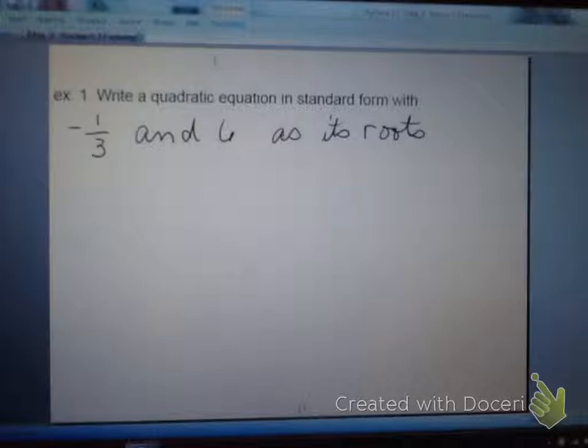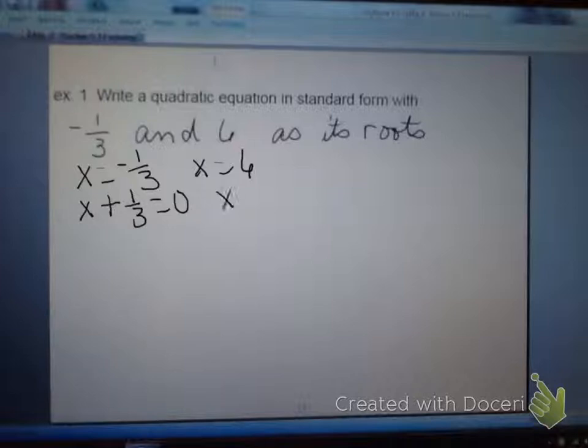Example 1: write a quadratic equation in standard form with negative 1/3 and 6 as its roots. So we're going backwards. We're given the answer and we have to put it into the equation. So this is saying that x is equal to negative 1/3 and x is equal to 6. So put each one equal to 0. We're going to add 1/3, put equal to 0. Subtract 6, put it equal to 0. And there are our two binomials.